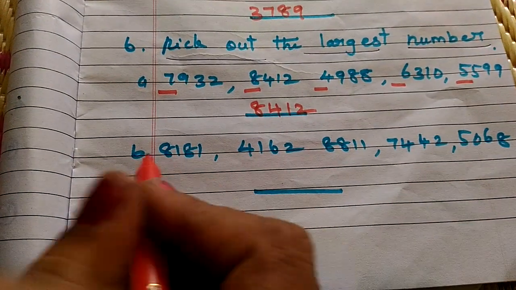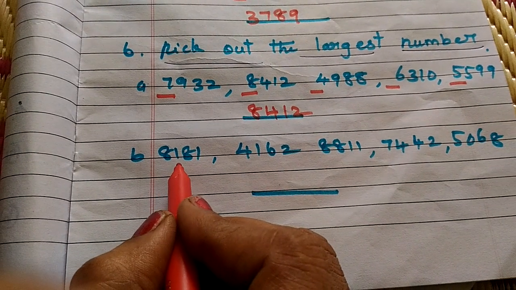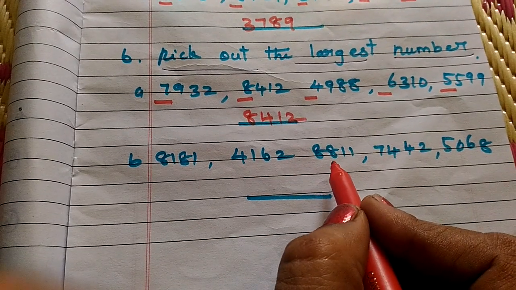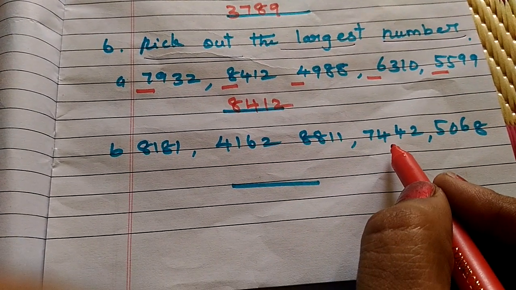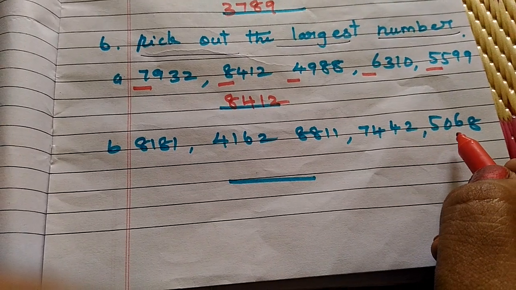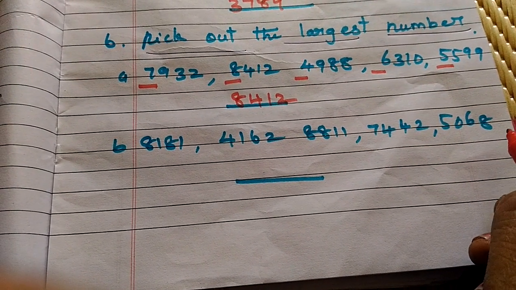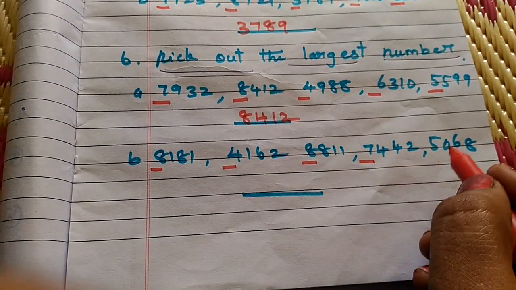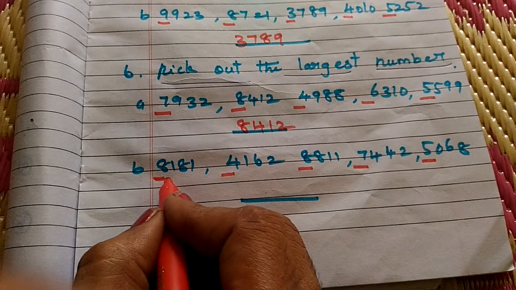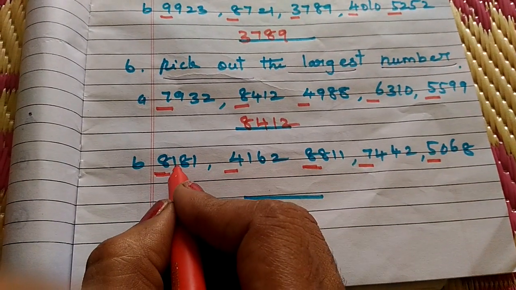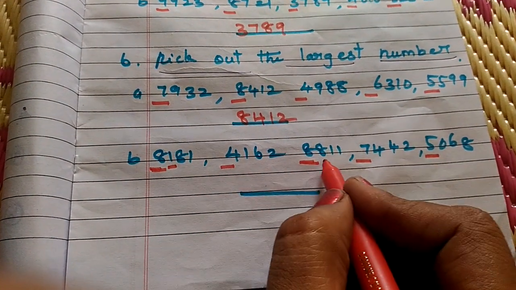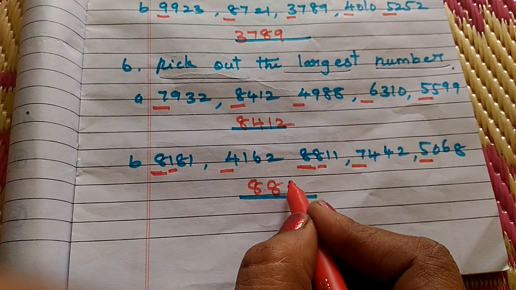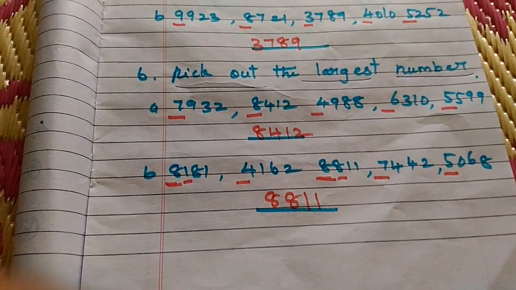One more example. See here, 8181, 4162, 8811, 7442, 5068. Which one is the largest number? 8000, 4000, 8000, 7000, 5000. 8000 is the biggest. Then in the second place, 1 or 8? 8 is bigger. 8811 is the largest number.